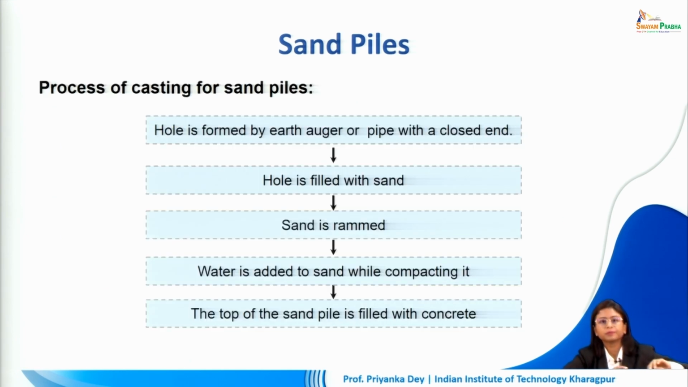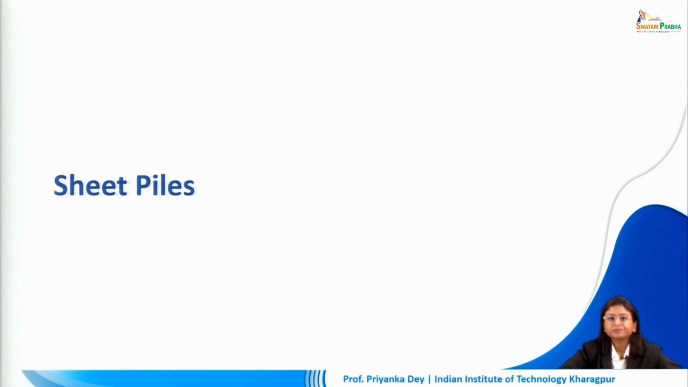So how do we make them? The hole is formed with the help of an auger or a pipe with a closed end. We fill it up with sand. Sand is rammed. Water is added so that we can compact the sand, because as the name suggests, it's a compaction pile. And the top of the sand pile is filled with concrete.